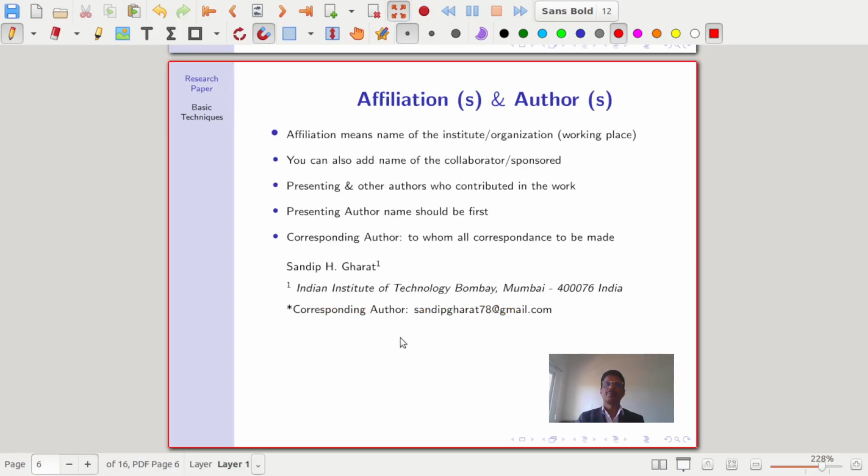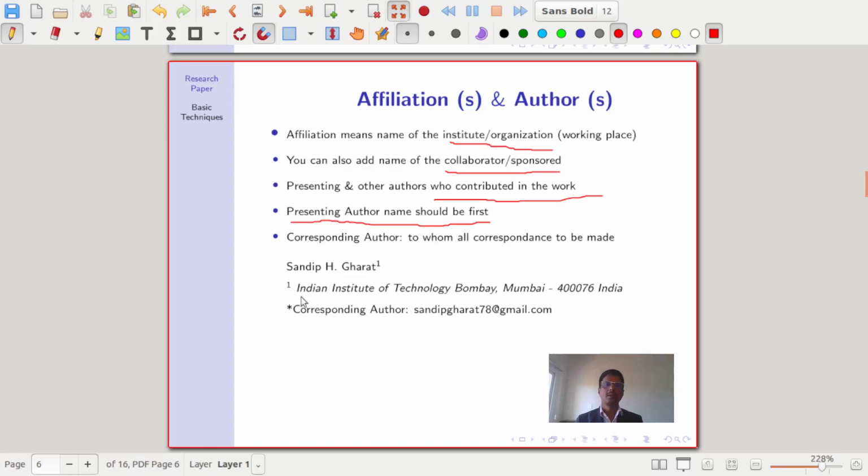Authors and affiliation. Affiliation is usually called the working place, institute or organization, or even research laboratory. You can add the name of the collaborator or sponsor of this work. There are the presenting author and the authors who contributed to the particular work. If you are presenting in a conference, they usually ask for the presenting author, so the presenting author's name should be first. If you are submitting the paper to a journal, it is typically called the corresponding author, to whom all the correspondence is to be made.